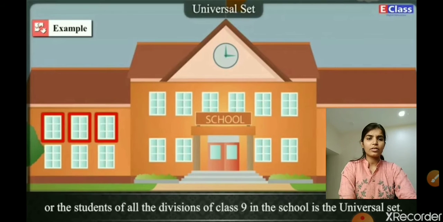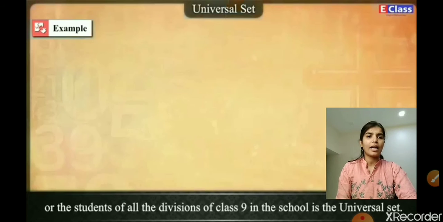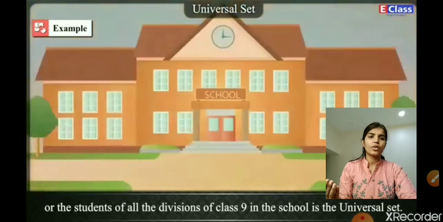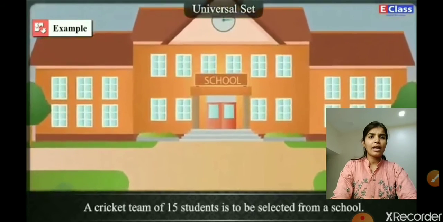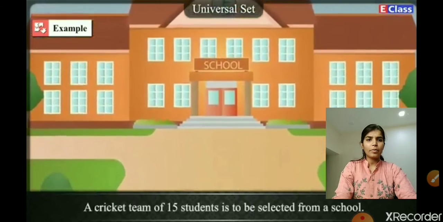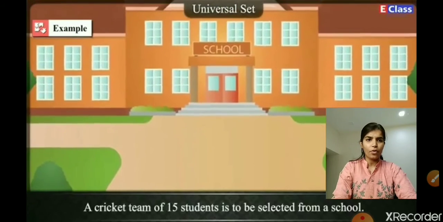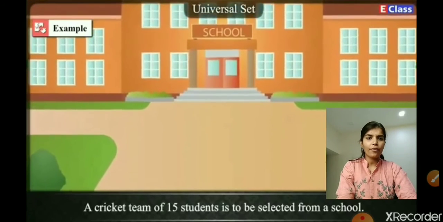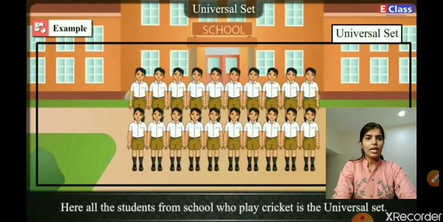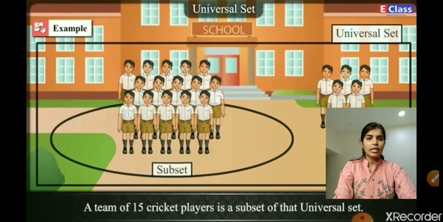Understand, the students who study in the ninth class are the universal set and the subset is the students who are absent. Then another example: a cricket team of 15 students is to be selected from a school, so we have to select only 15 students from the whole school. Here all the students from the school who play cricket are the universal set. A team of 15 cricket players is a subset of that universal set.